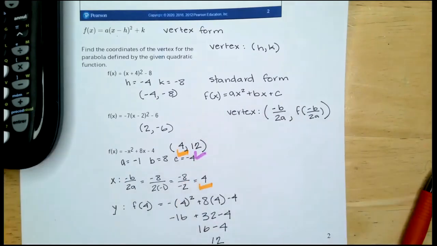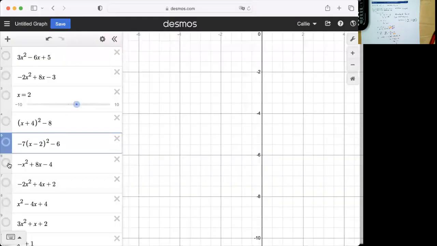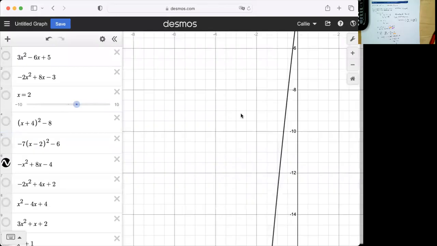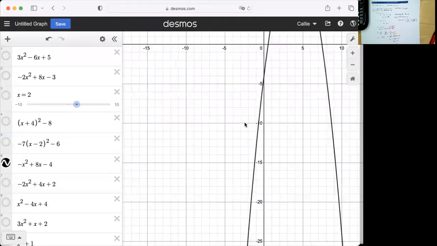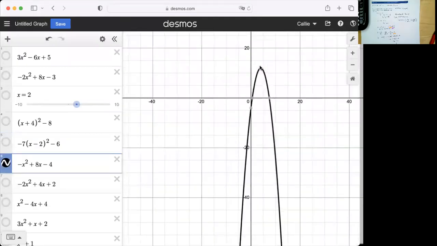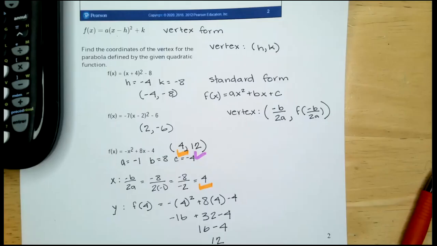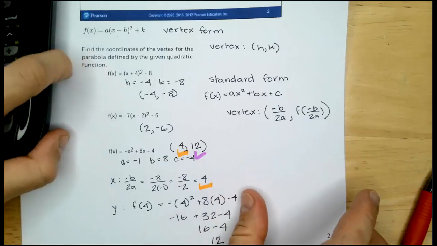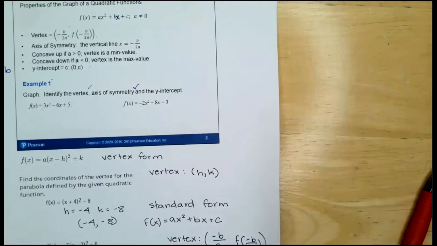Okay, let's check that in Desmos as well. We said it's (4, 12), and they'll also give you your intercepts. Good. All right, so that's the difference between standard form and vertex form. You'll see them both.